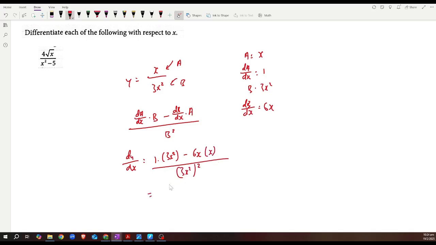Okay, then let's just simplify what we can. We have 3x squared minus 6x squared on top. Below, you can just expand, 9x to the power of 4. Then on top, you'll get negative 3x squared over 9x to the power of 4. Then simplify, so divide by 3x squared on top and below. Our answer will be negative 3 over x squared. Okay, alright, let's apply it to the question.